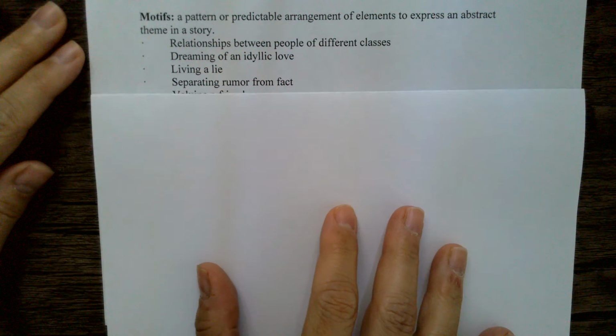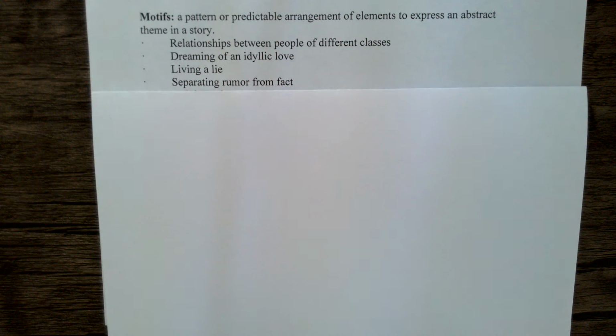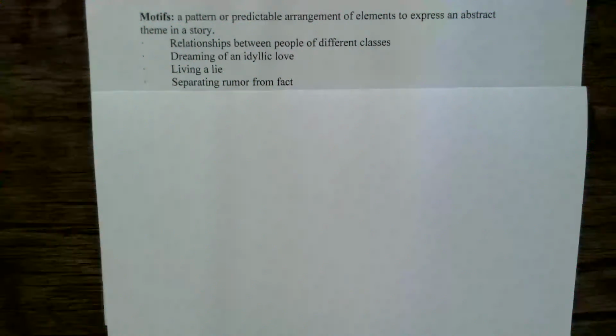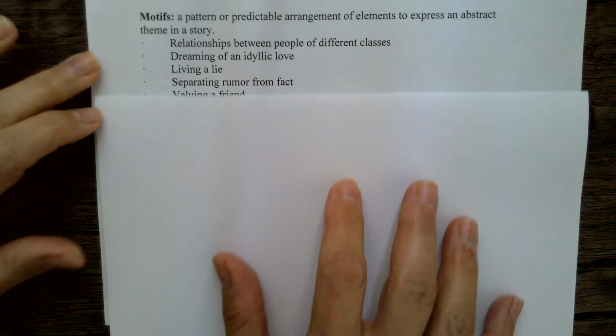Another motif is the idea of separating rumor from fact. In the course of this novel, there are a ton of rumors that go around about Jay Gatsby. He is super wealthy. He's new to the social scene, and everybody wants to know who he is and what he's all about. And there are an awful lot of rumors that go around as to how he got his money, who he's related to, why he's in town. And a lot of times it's very difficult to separate what the facts are about a particular character and what the rumors are that are floating around town about them.